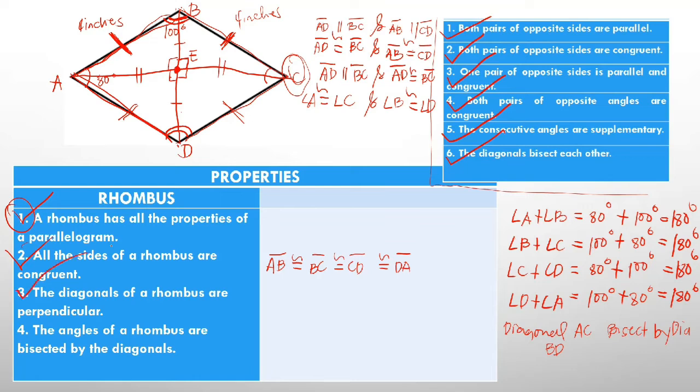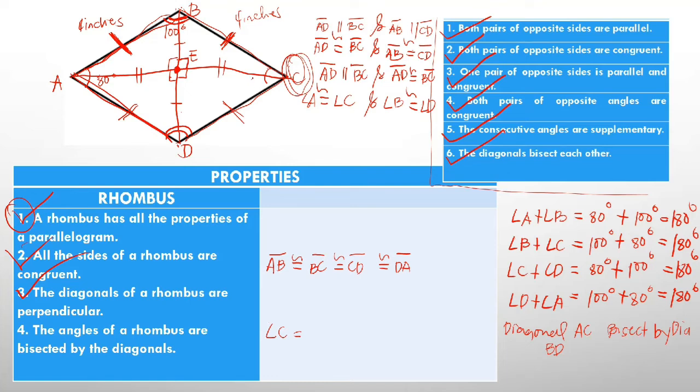Next is, the angles of a rhombus are bisected by the diagonal. Okay? So, ibig sabihin, yung angle C natin is congruent to angle A, which is 80 degrees. So, therefore, angle C is equal to 80 degrees.